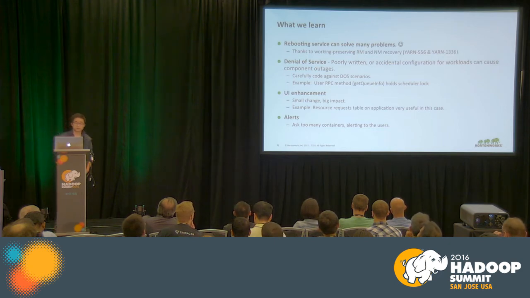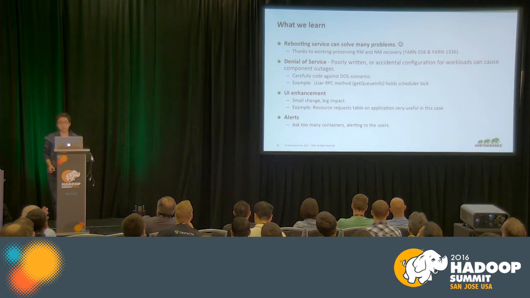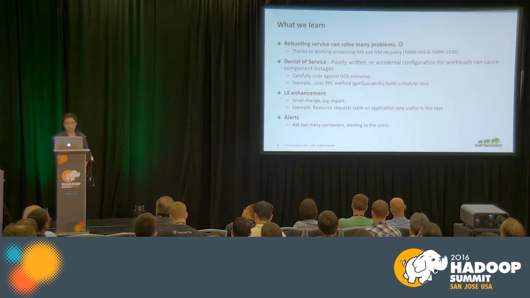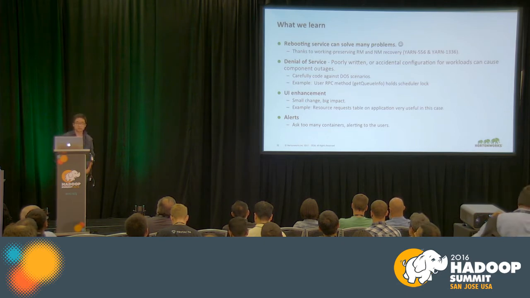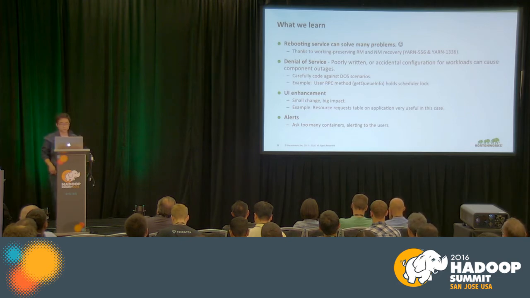Another example we see from the field is that the user RPC method, like the get queue info, is holding the scheduler lock while making connection to the AM. And in the meantime, the scheduler in the RM is also trying to acquire the same lock, and then those two compete with each other. And the user method is being called so frequently that it slows down the scheduler execution. And in turn, that causes other applications to run slow. So that kind of thing is very critical.